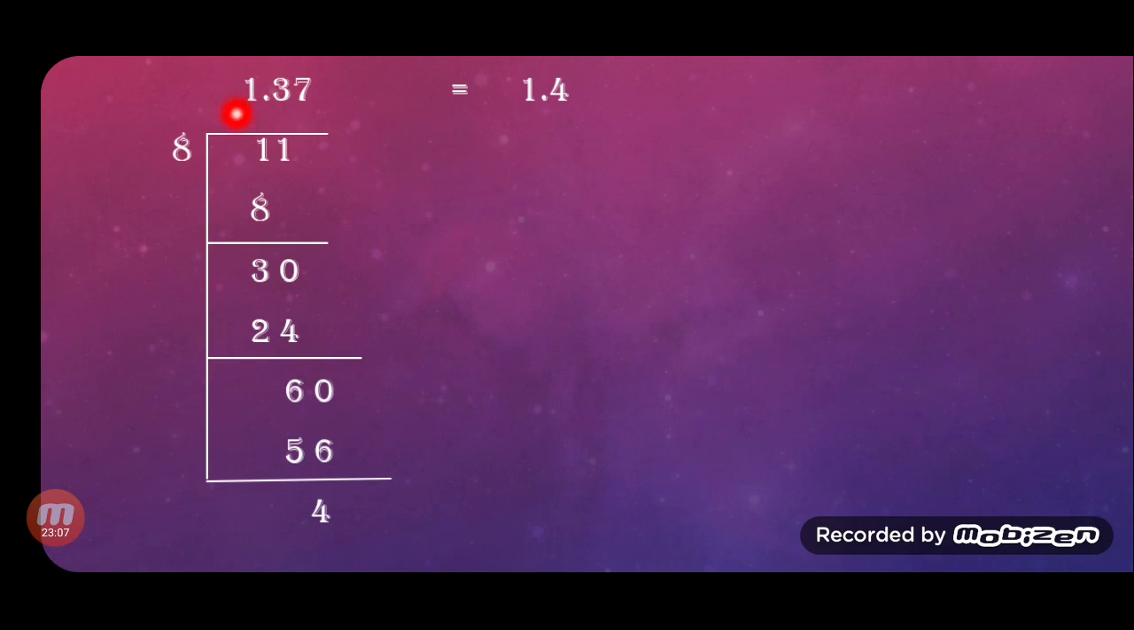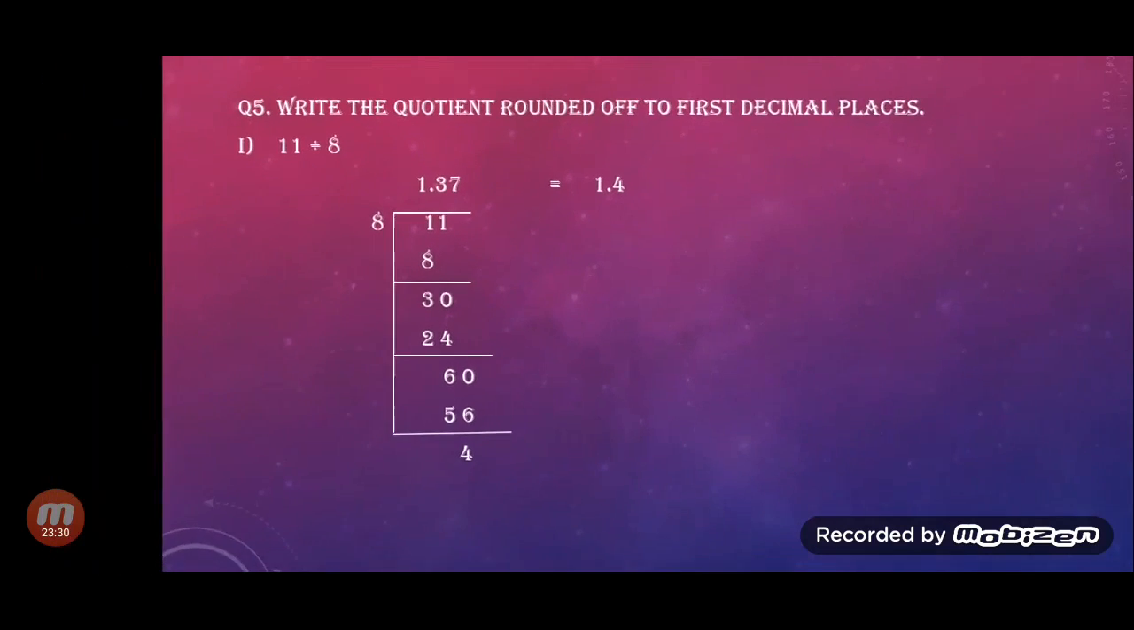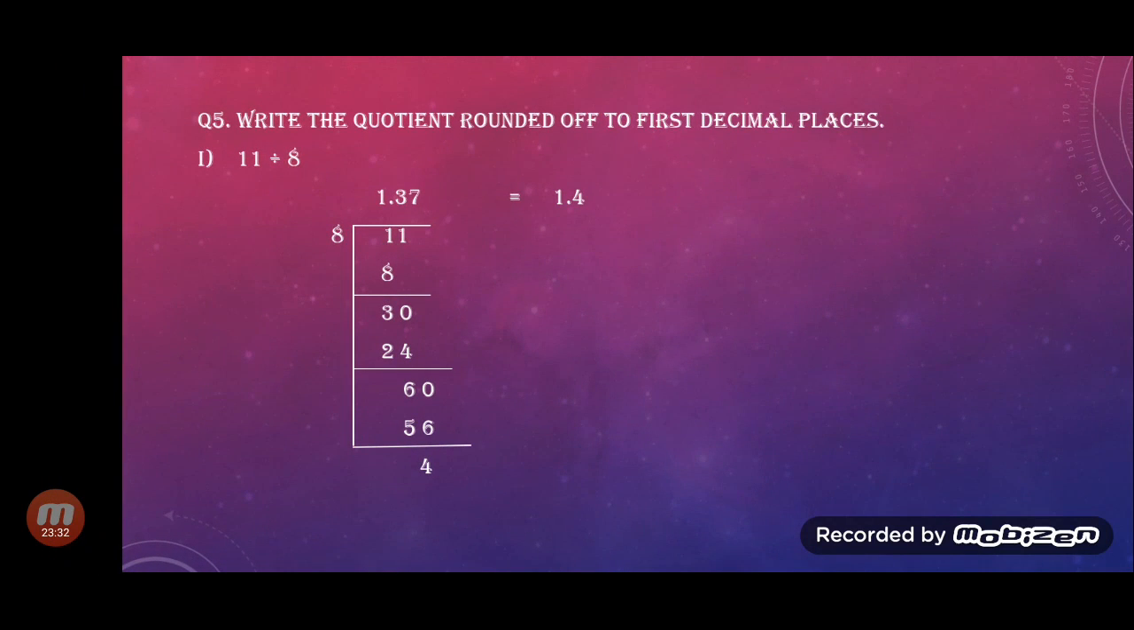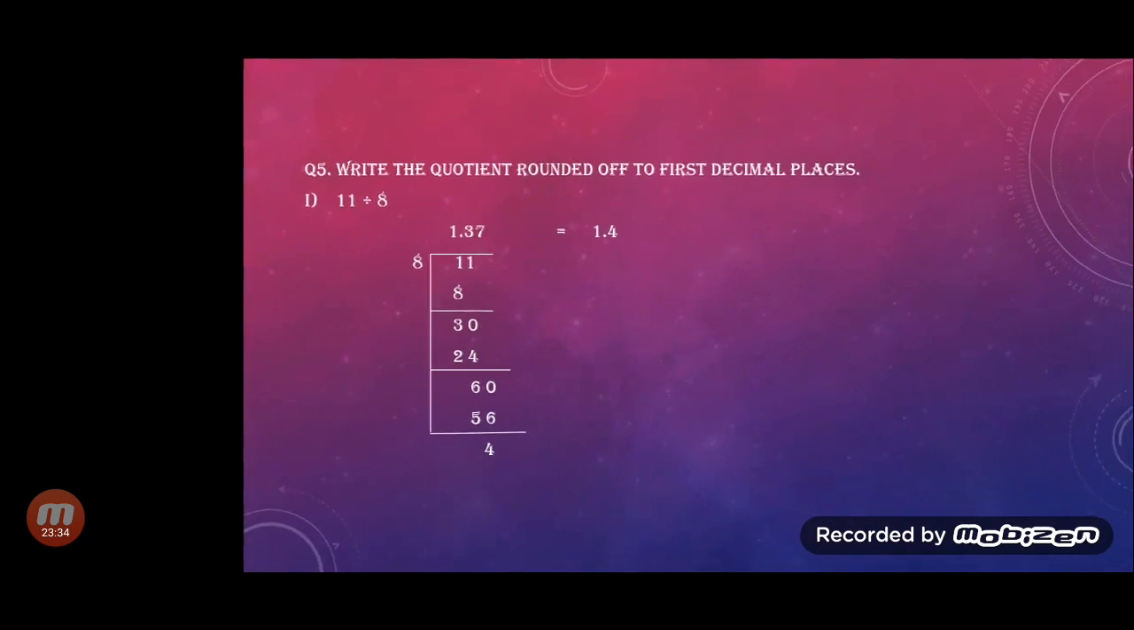Now we got the quotient 1.37. As we have to round it off, 3 is the 10th place. So just see the right side place. It is more than 5. So we will add 1 number to 3 and it will become 1.4. Answer is 1.4. Next. Next, children.